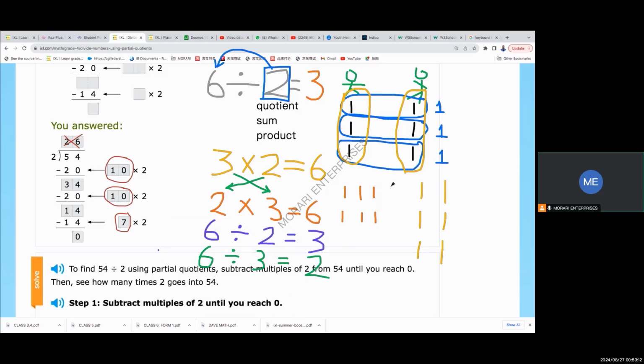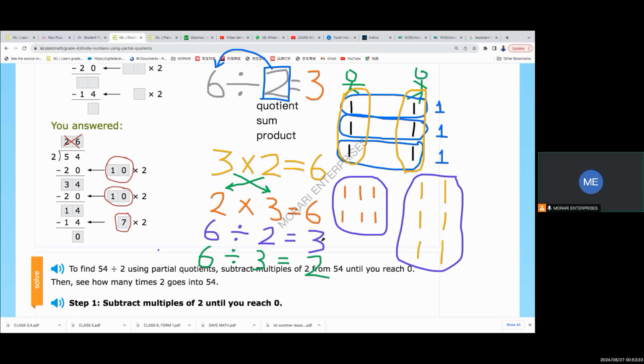How many 3? This is all 6. You see, here, this is one group of 6. And this is another group of 6. They're all 6's, right? So now, how many 3's are in 6? So it means 6 divided by 3. Answer is 2. And here we say, how many 2's are in 6? It means 6 divided by 2. And the answer is 3.